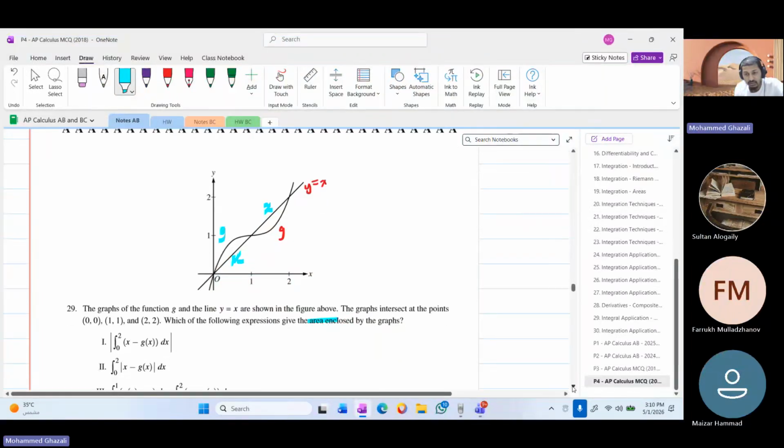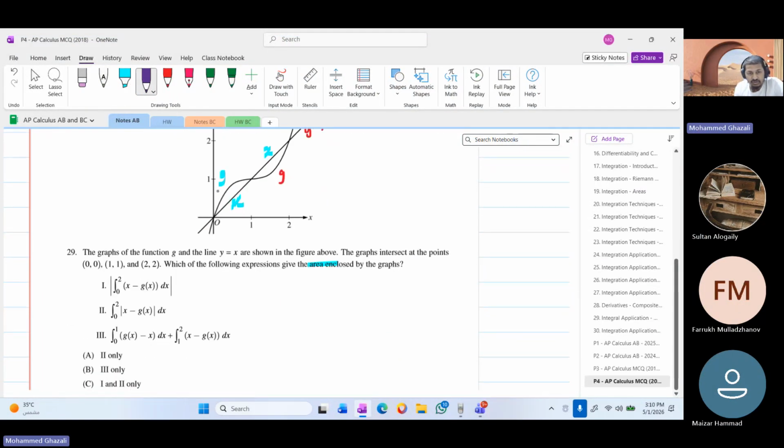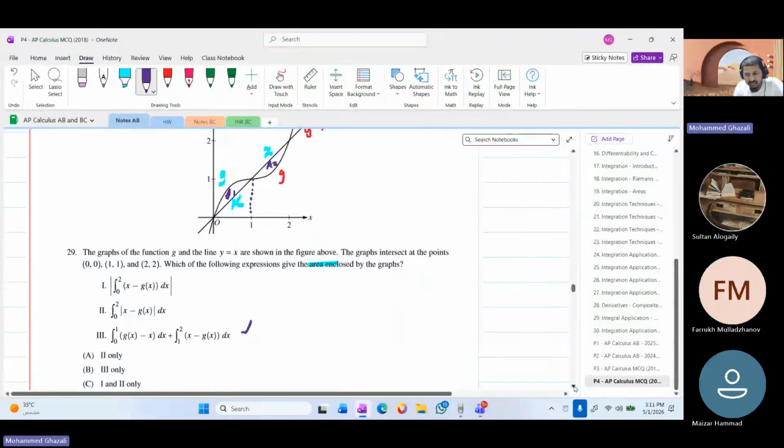So how can I evaluate the area? It's g of x minus x, 0 to 1, plus 1 to 2. It's 2 parts, area 1 and area 2. If you're evaluating the area in 2 parts, it's the same thing as calculating total distance, not displacement. If you try to calculate the displacement, it's going to cancel out. You'll get 0 because it's symmetrical. So obviously option number 3 will work, right?